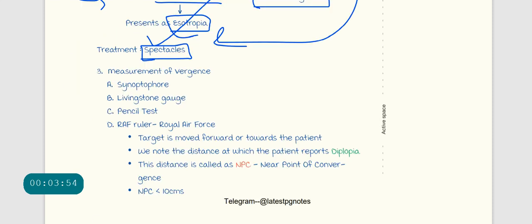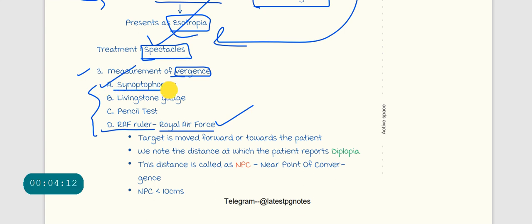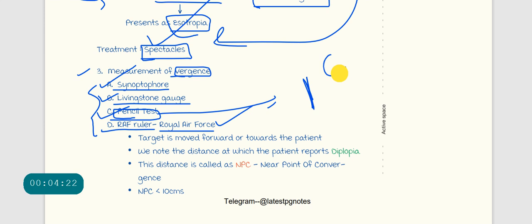Now, what are the further tests for measuring vergence? There are 4 tests. The most important is the RAF test, the Royal Air Force test. The first test is synoptophore, the second is the Livingstone gauge, and the third is the very common pencil test. We hold a pencil in front of the person and tell them to look at the tip. After that we assess the patient.